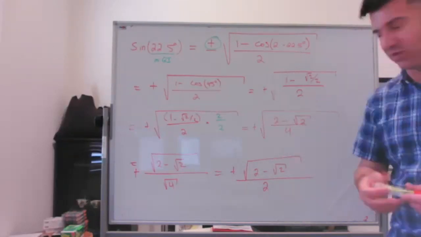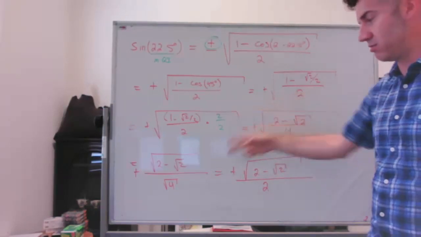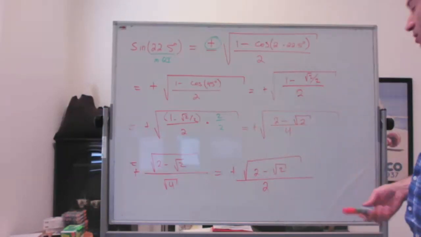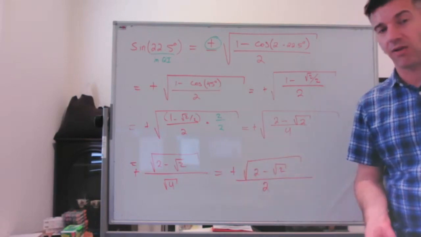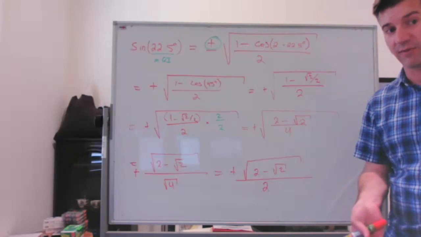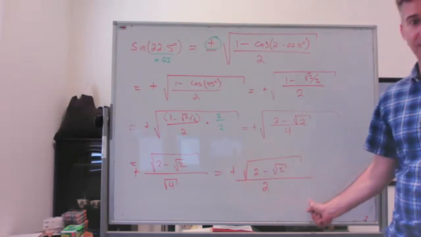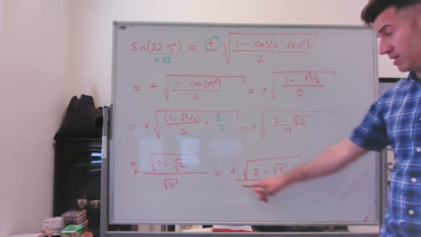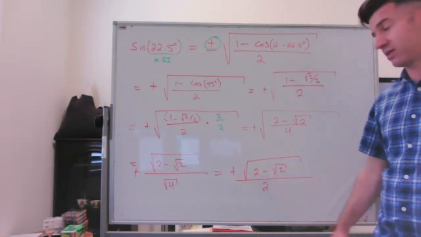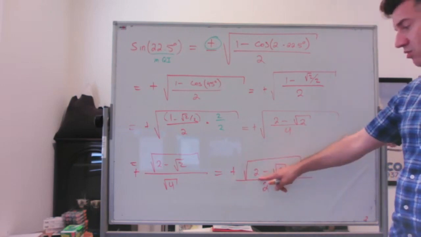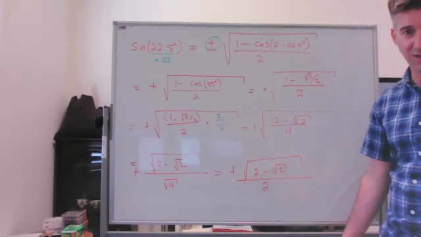I know it's kind of annoying to have to do all this, right? It's a bit of work, but the nice thing is for all these angles that are half of an angle with a 45-degree reference angle, they're all going to look like this. The only thing that's going to be different is maybe it's a negative there, maybe it's a positive there, but they're all going to look like something square root of 2, either plus or minus the square root of 2, all over 2 in the denominator.